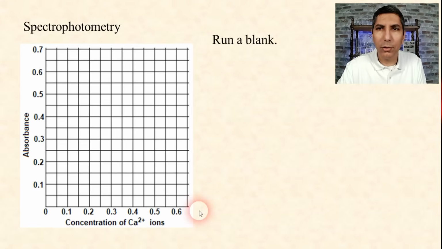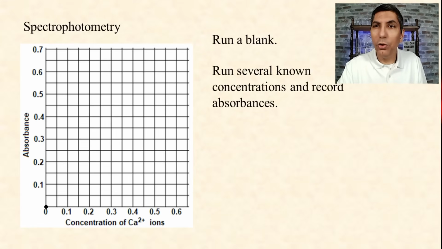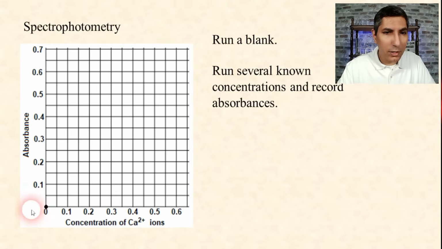So the first thing you want to do when you're doing an experiment like this is to run a blank. And so I'm just going to do a quick check and make sure that there's a blank. So we'll have a little dot there at the origin, 0, 0, to show that we have a blank. That when there's no ion that we're looking for in here, that the absorbance reads 0. That's what you want to start with. Then we're going to run several known concentrations and we're going to record their absorbances. And so as we do that, we just plot those on the graph like this. We have a bunch of dots.